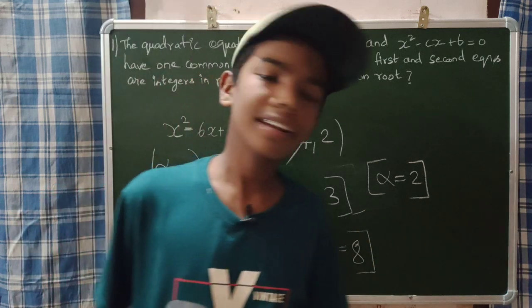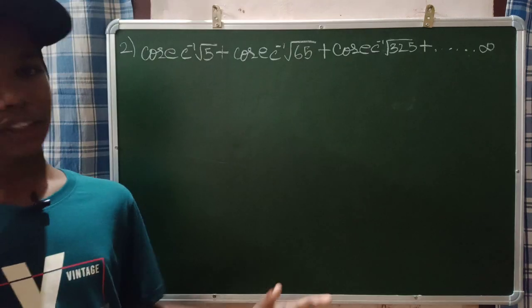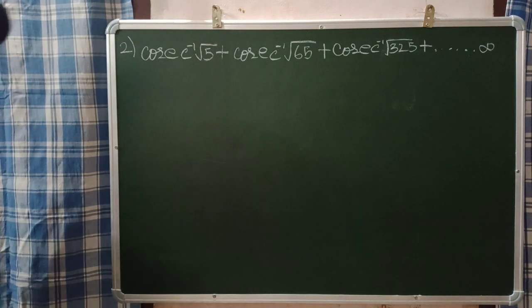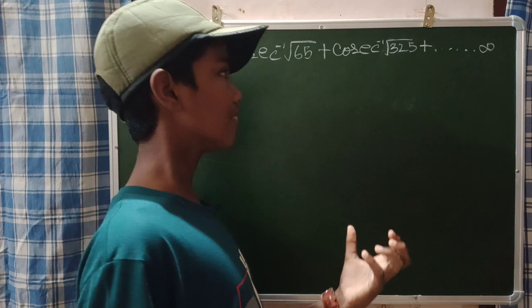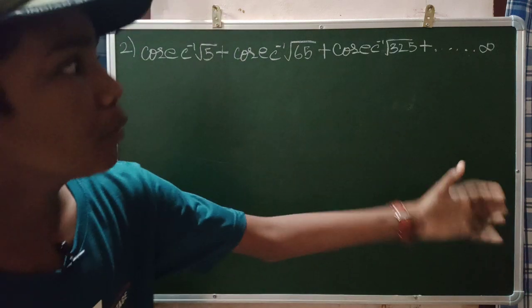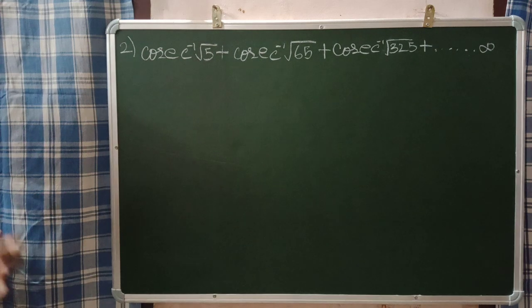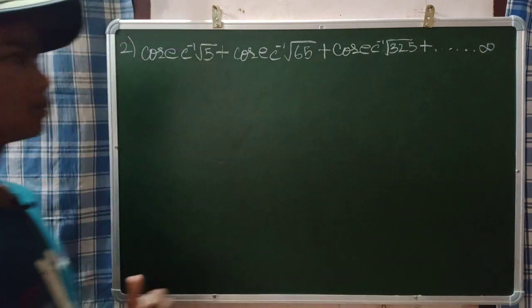Let us move on to our next question. Our next question is cosecant inverse of root 5 plus cosecant inverse of root 65 plus cosecant inverse of root 325, and it's going on up to infinity. And they're asking us to find the value of the sum of this infinite series.